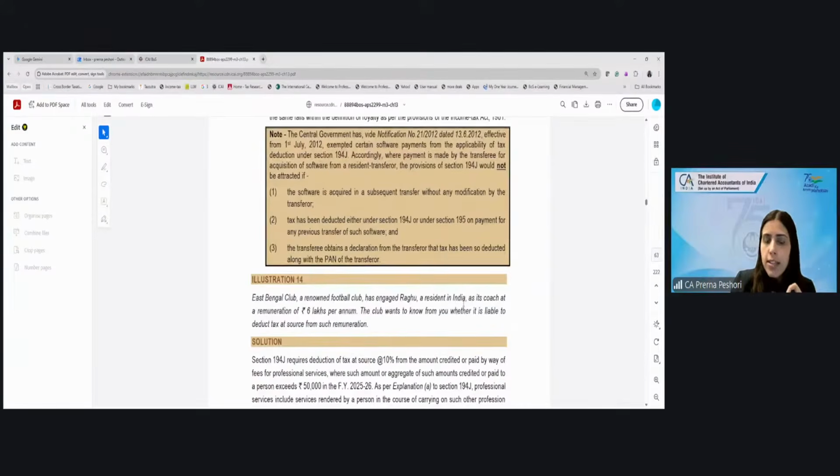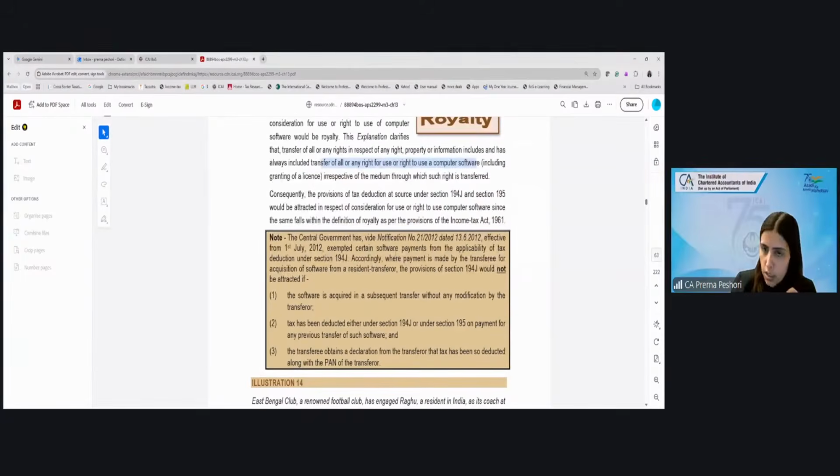So in that context, the central government has given a notification which says that these software payments, when you purchase it as a reseller and resell to the customer, when you purchase it from the manufacturer, you have to deduct TDS under 194G. If you purchase from a non-resident manufacturer, you have to deduct TDS under 195. But once you have deducted the TDS, and then either there is an end user or a subsequent reseller, they don't have to deduct the TDS.